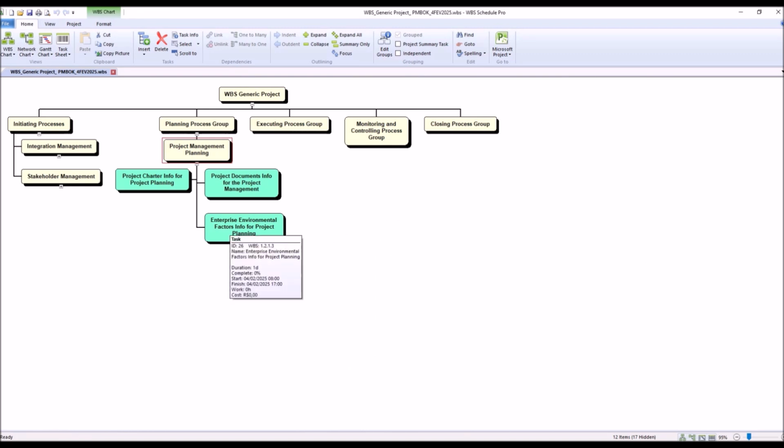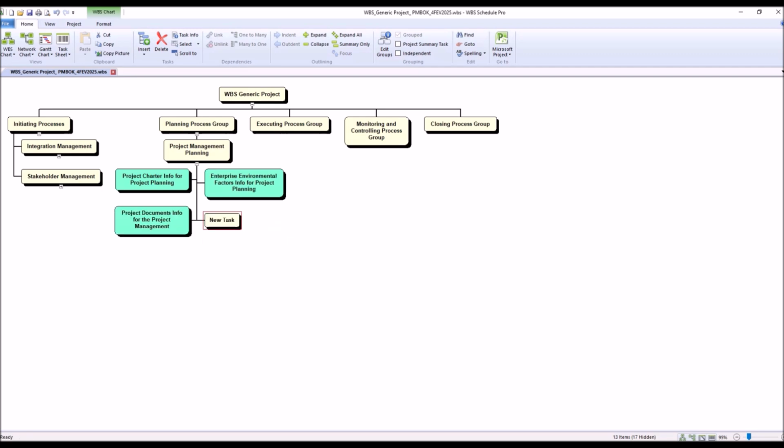The fourth input to the develop project management plan process is organizational process assets. Why are organizational process assets important as inputs to the develop project management plan process?